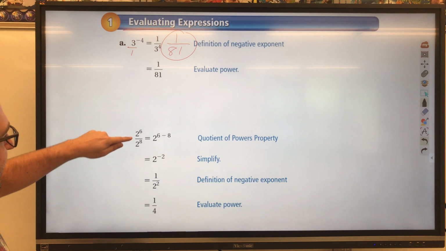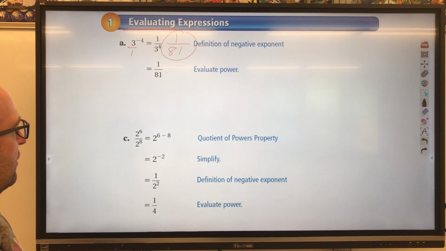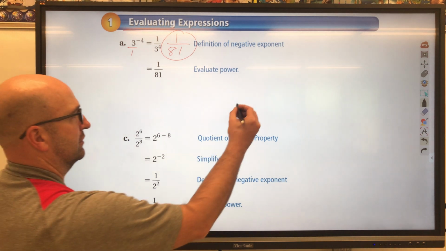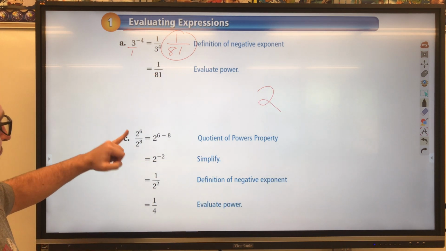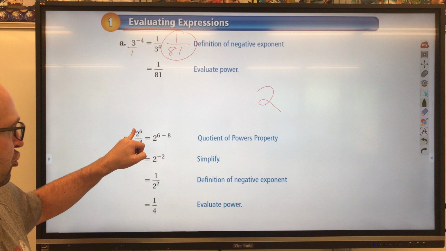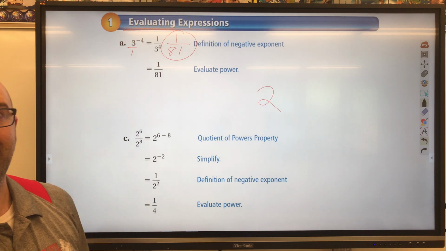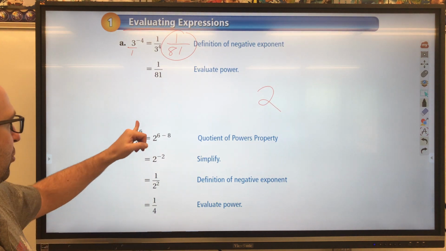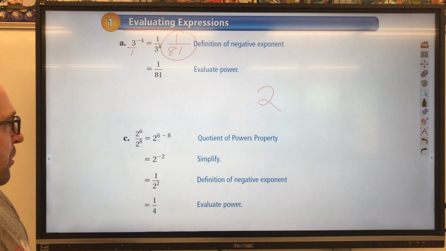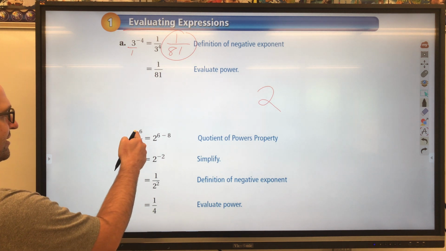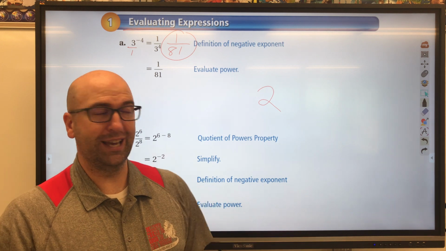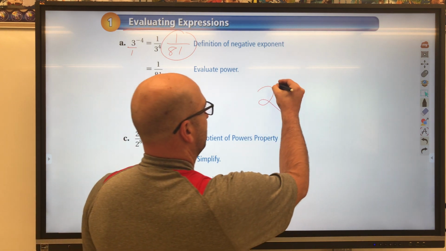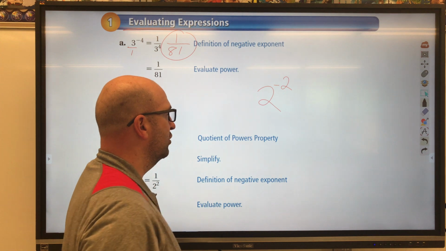We have 2 to the 6th divided by 2 to the 8th. So we have the same base. Our base is 2. Now since we have the same base and both our numerator and denominator have exponents, we're going to subtract those exponents. So we're subtracting 6 minus 8. Going back to our rules of integers, 6 minus 8 gives you negative 2.